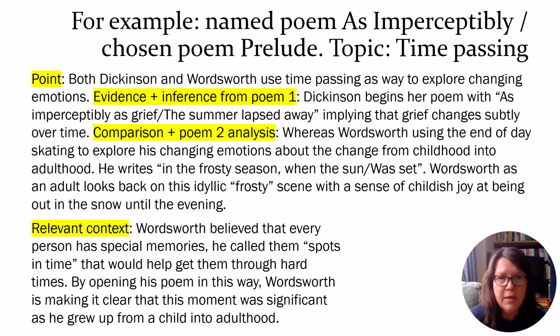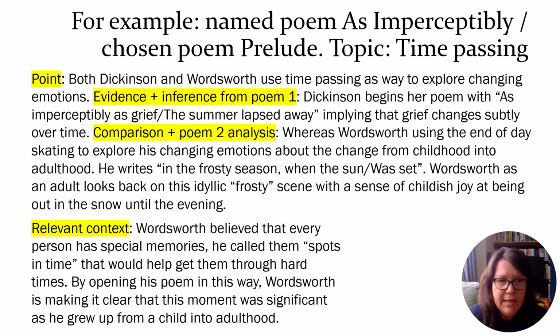Whereas Wordsworth, using the end of the day skating to explore his changing emotions about the change from childhood into adulthood, he writes, "in the frosty season when the sun was set." And again, you're aiming to go through your chosen poem in order. So I've just, as an example, picked up the first line. Wordsworth as an adult looks back on this idyllic frosty scene with a sense of childish joy at being out in the snow until evening.